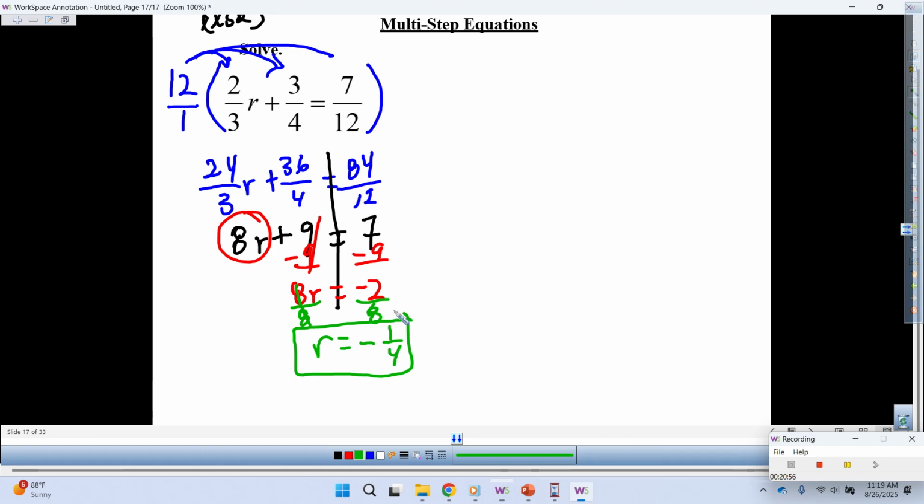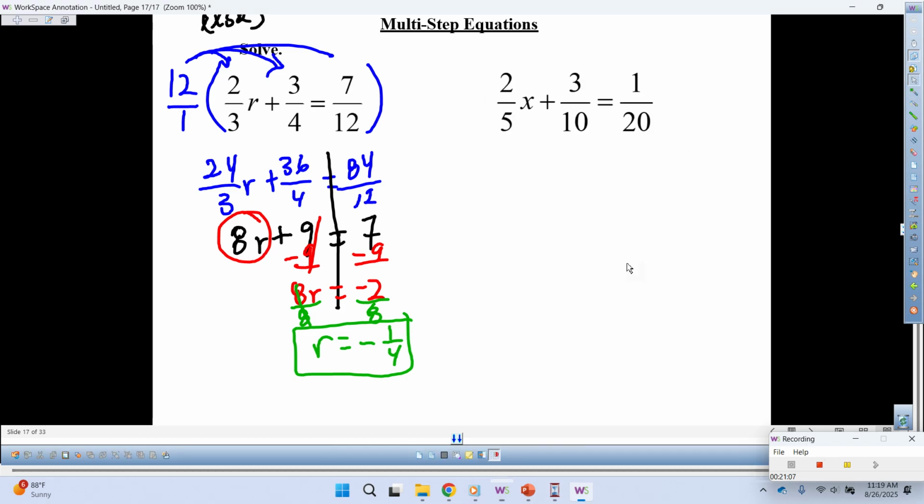How are we doing? Is it coming back? Yes? All right. Then do this next one by yourself. That one right there. This is example mega Q. Example mega Q. 2/5 x plus 3/10 equals 1/20. Copy and go.